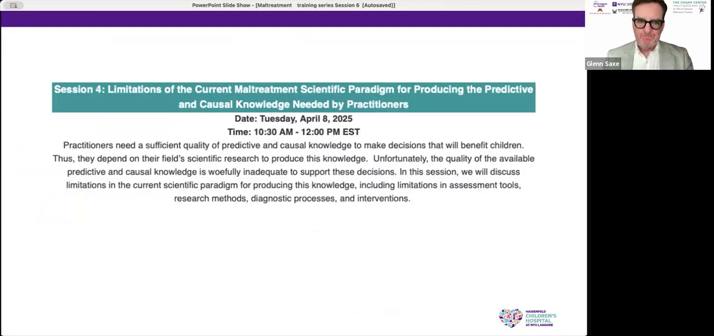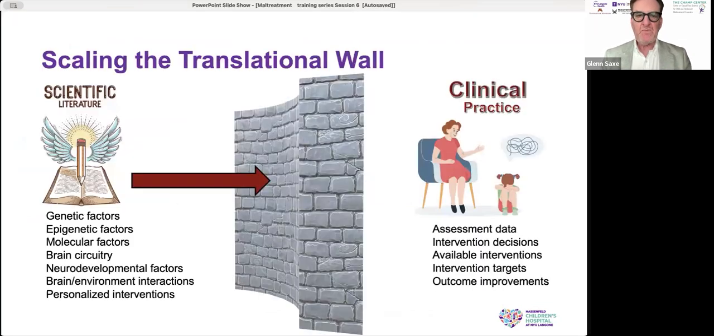That brought us to looking at our science and how science can inform practice. And it maybe was more of a depressing session because we talked about this seemingly impenetrable translation wall. Because if you look at the thousands and thousands of scientific findings, and then you look at how many of them are actually used in practice, it's a wall, and we have to break through this wall. We have to scale this wall.